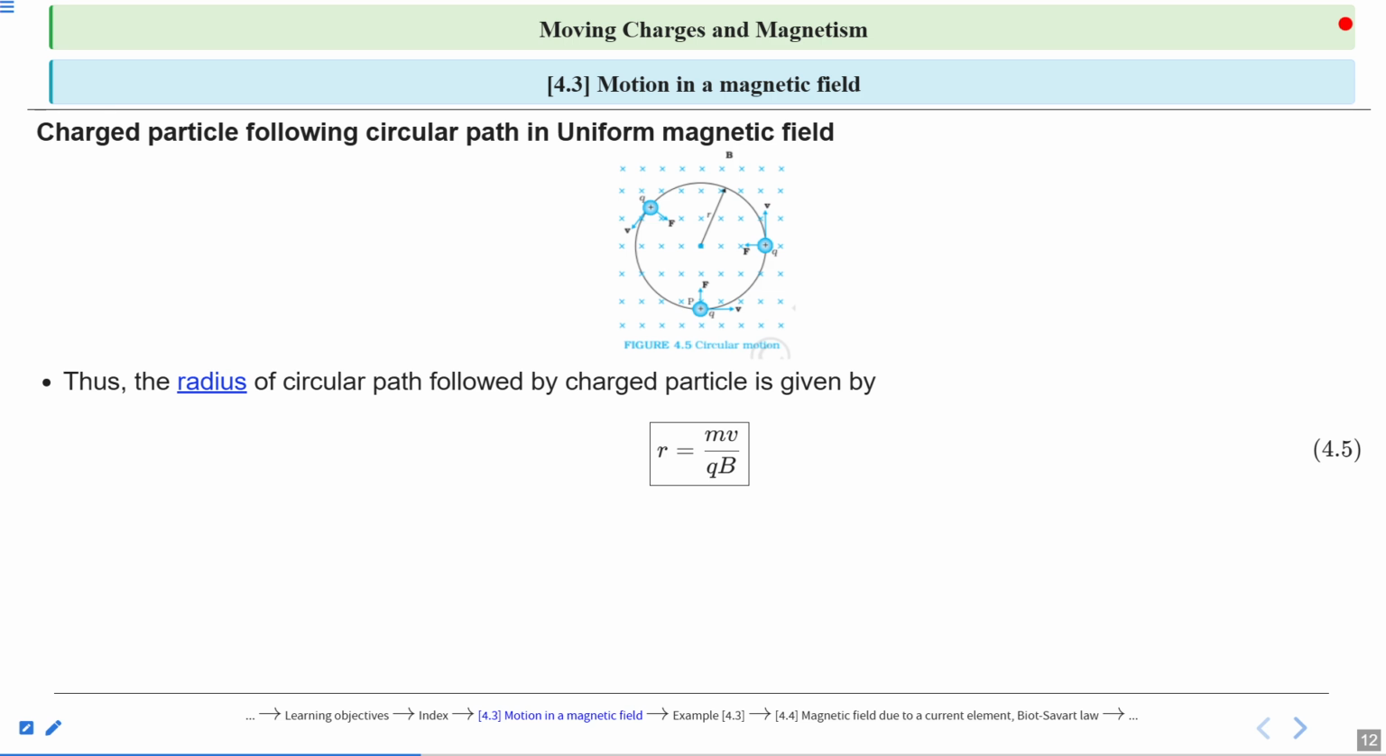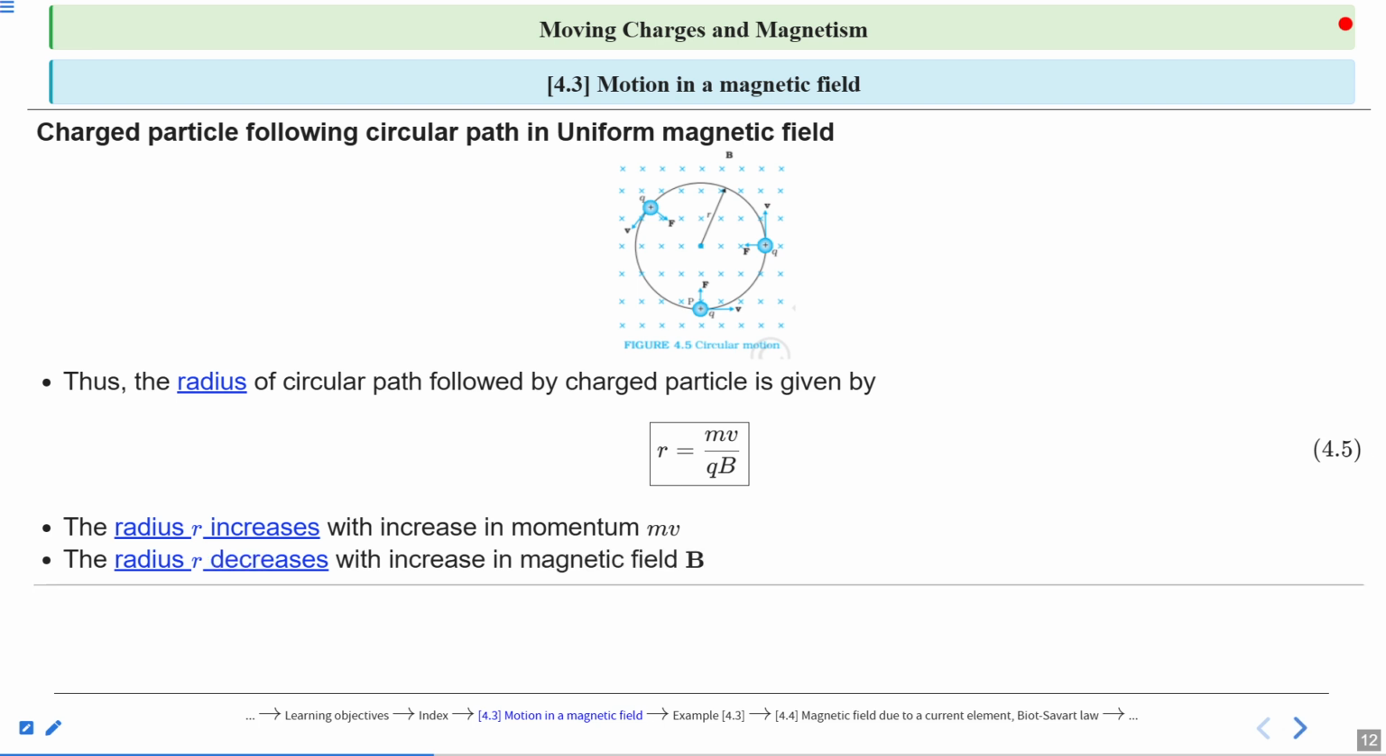Now you can see the radius depends upon the mass of the particle, velocity of the particle, charge of the particle, and magnetic field. The radius r increases with increase in momentum mv, the linear momentum. If mv is increasing, the radius will also increase, because the radius is directly proportional to linear momentum. The radius r decreases with increase in the magnetic field. If we increase the magnetic field in that region, the radius will decrease, because the radius is inversely proportional to the magnetic field.